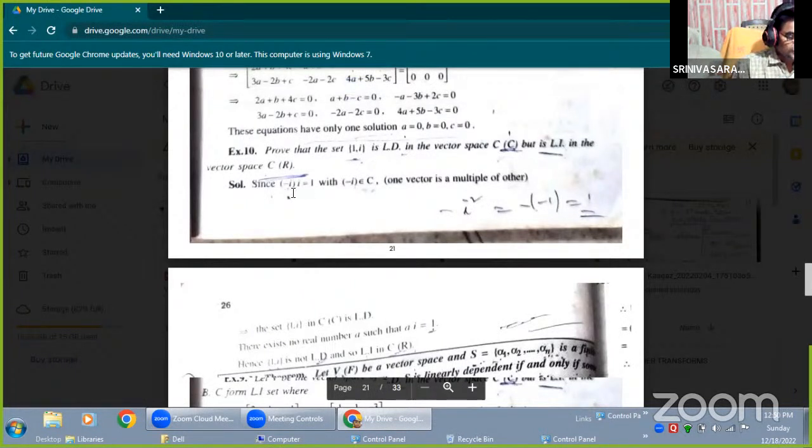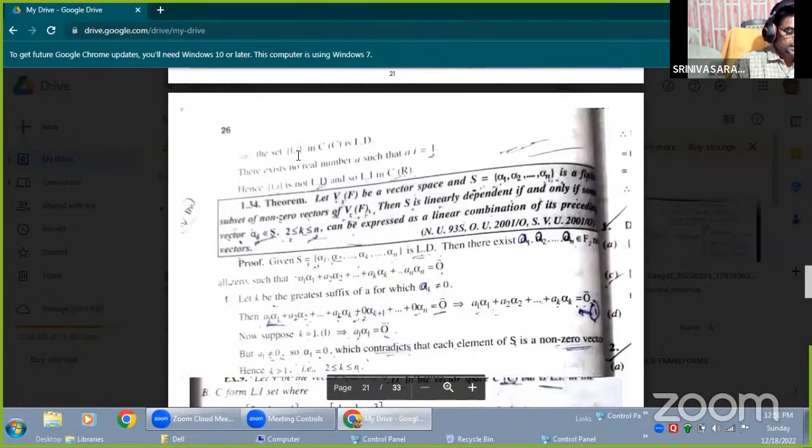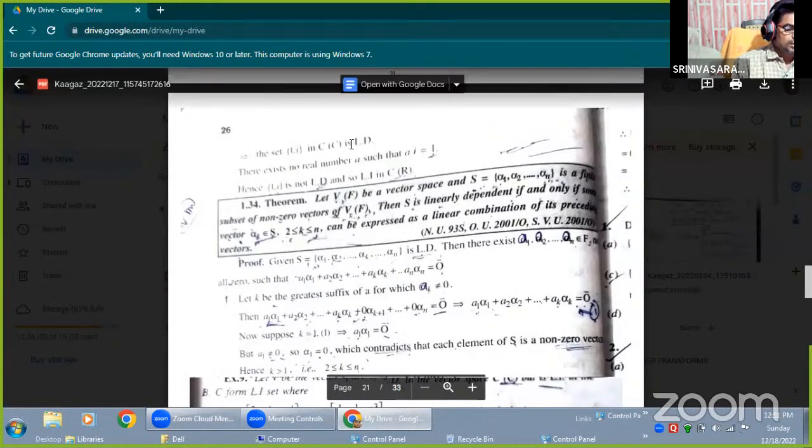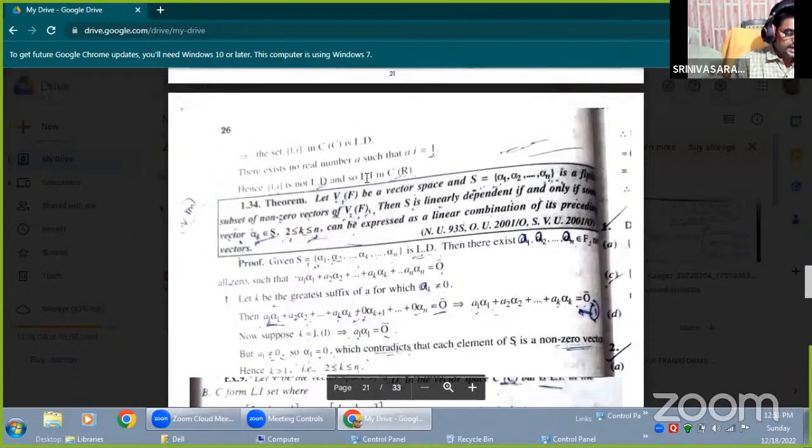So minus i into i. We know that i squared equals minus 1, so minus i squared equals plus 1. Here, comparing minus i with the linear combination a into i, the value of a is minus i. That is non-zero, as a complex number. So one vector is a multiple of the other, since minus i belongs to C. So the set of 1 and i is linearly dependent over the complex numbers. The set of 1 and i over the real numbers is linearly independent.